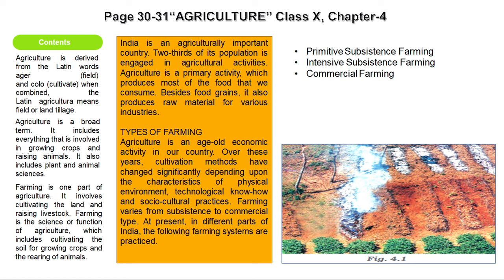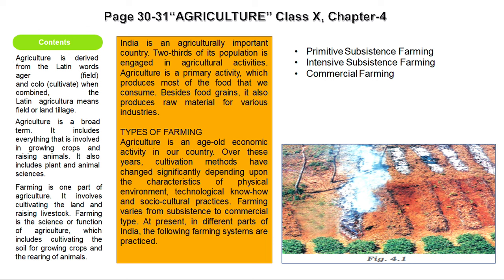Depending upon the characteristics of the physical environment, you know, right. The physical environment plays a very important role because it decides where to cultivate. Yes. Technological know-how, what technology does is give other possibilities to cultivate in lands which may not historically have been suited to certain types of crops. Right, sir. So technological know-how and socio-cultural practices, you know that traditional values or traditional practices also dominate the agriculture in certain patches of land.